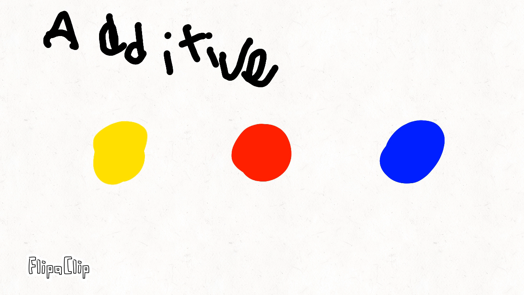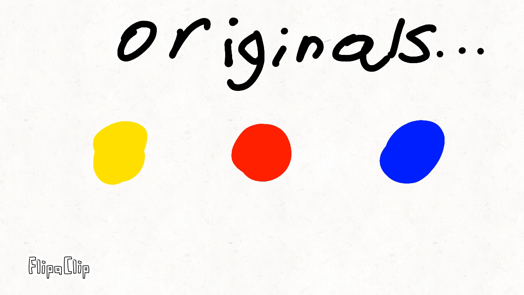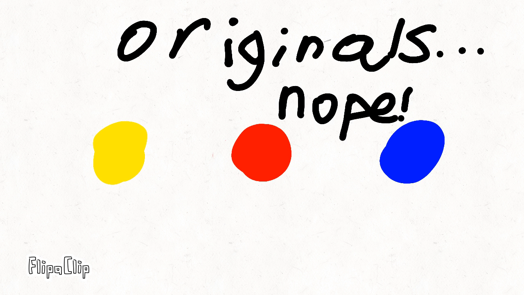I'll talk about primary colors today. These seem to be the regular primary colors, right? We have yellow, we have blue, and we have red. The classics. But they're not all of the primary colors.